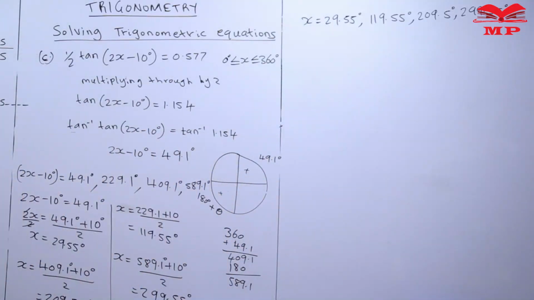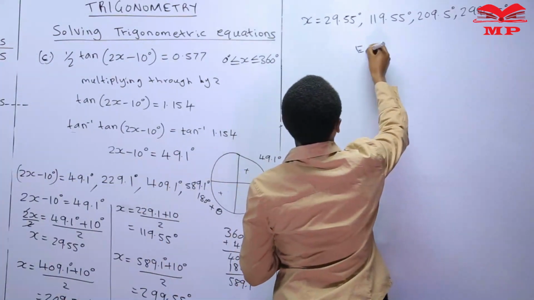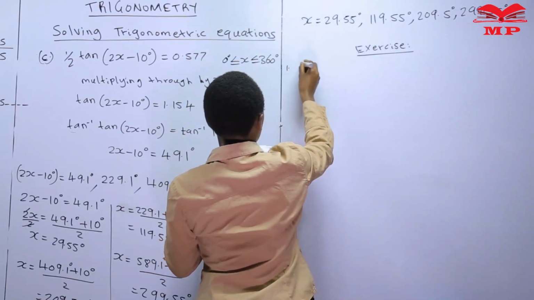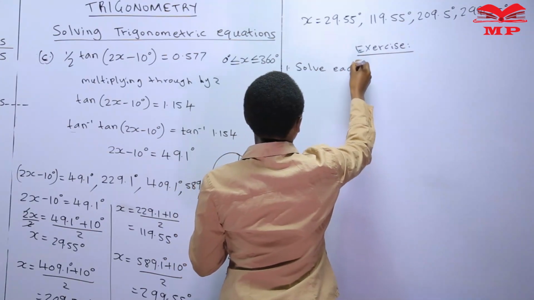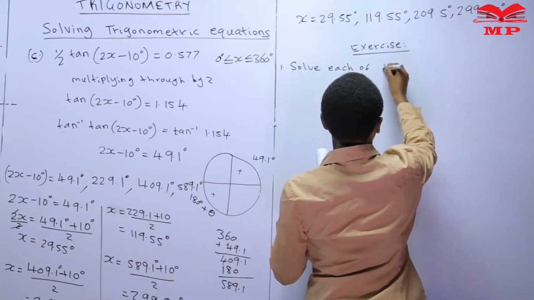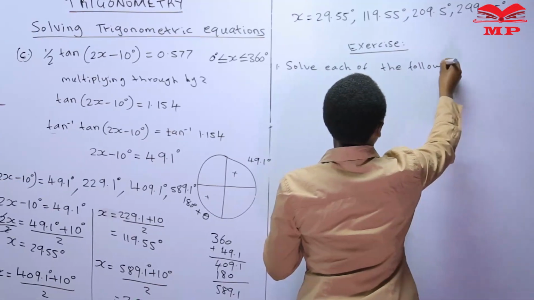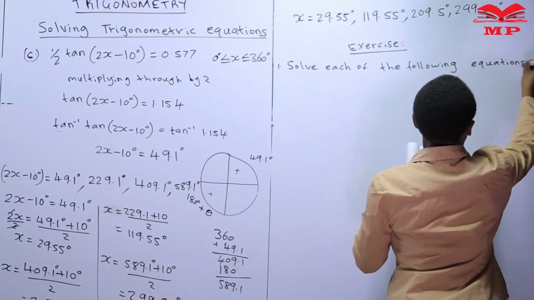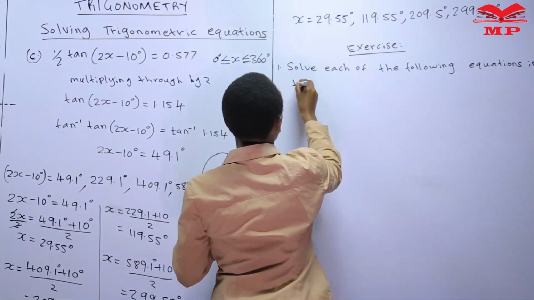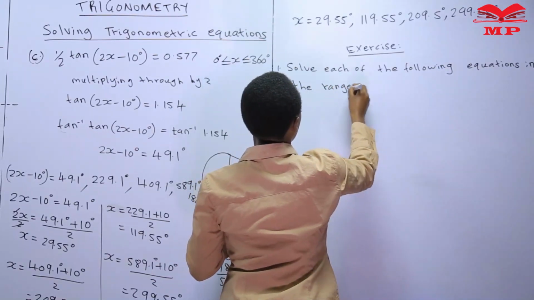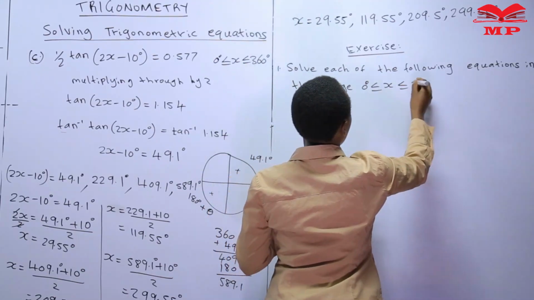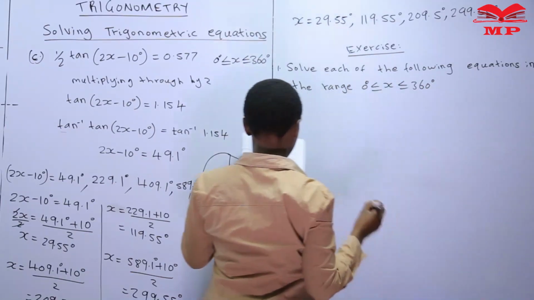So I'd like you to do the following exercise. Solve each of the following equations in the range. You'll always be given the range. In the range, this is degrees, that is 0 to 360 degrees.